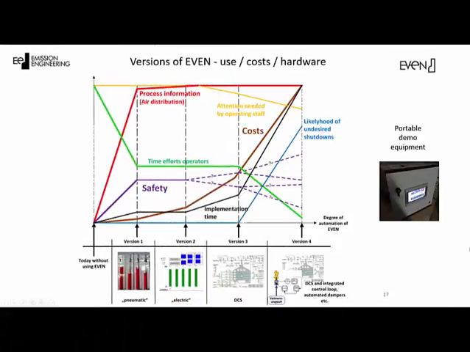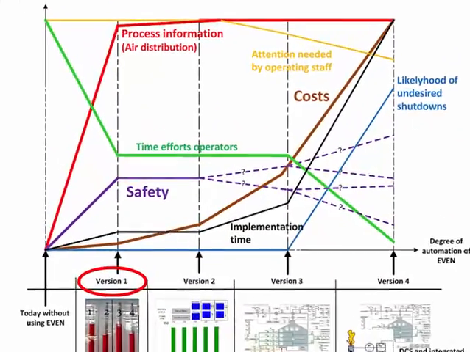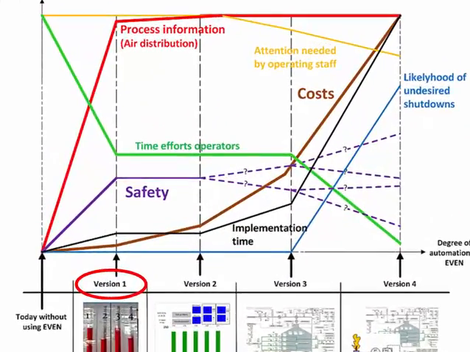Finally, a few last words about the hardware used by our optimizing tool Even. We have developed different versions. Version 1 is a totally non-electrical pressure drop measurement device. It can be applied in non-classified areas as well as in explosion areas, for example in Zone 1 Gas Group 2C. Our main target during the development of this version was to keep the cost of the hardware down without losing any process information, which is the air distribution to all burners.